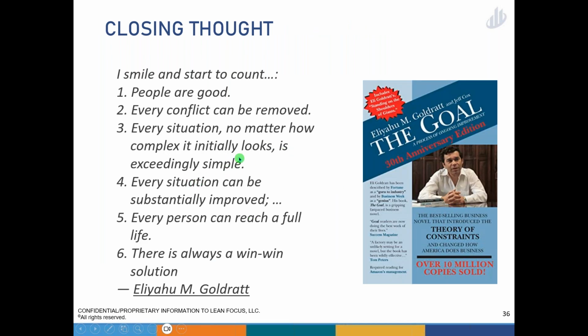And here it is. My closing thought is, I love Eli Goldratt. He was one of the first people that applied lean thinking to innovation with his critical chain project management. I'm not going to read the whole thing to you, but I love where he starts: people are good. I've been here this week, and with the group I'm with, there's been conflict, right? I understand there are real differences of opinion, but I always start with: people are good, conflict can be removed. And every situation, no matter how complex it looks in the beginning, is exceedingly simple. You can read the other three, but it's very encouraging.